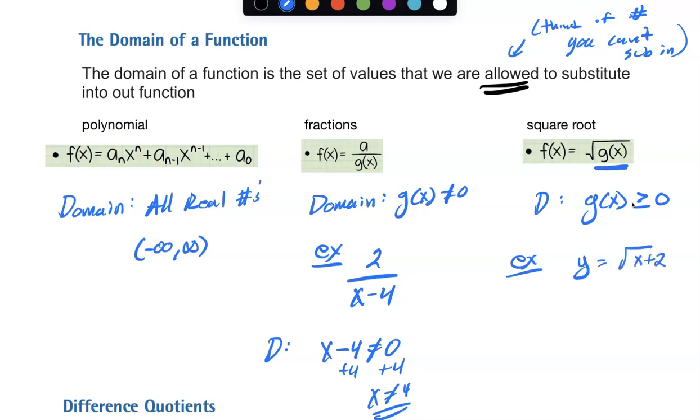Right, I was like, hey, what's the domain of this guy right here? You would go, okay, well, the thing underneath the square root has to be greater than or equal to 0. Then you just solve it, and there's your domain. Those are numbers you're allowed to plug in. Anything less than negative 2, you can't plug into this because you'll get a negative under the radical, and that's not a real number. So that's domain. It's all about what numbers you can plug in or allow.